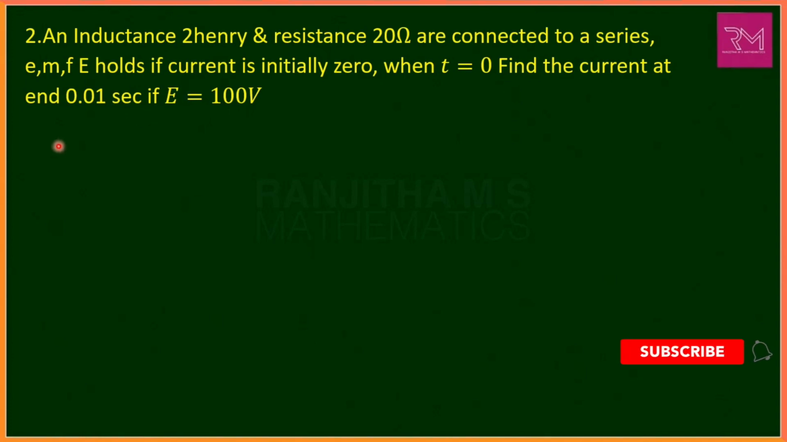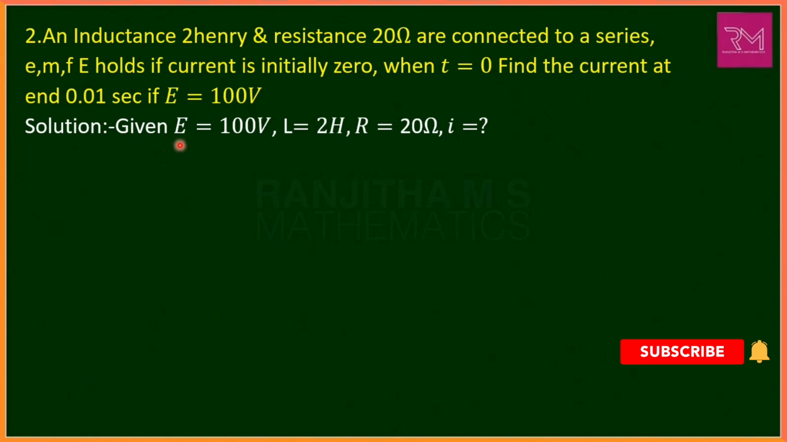So this is the problem. First take the given data. Here they have given electromotive force E as 100 volts, inductance is 2 Henry, that is L is equal to 2 Henry, and resistance is 20 ohm. Initially the current value is 0. We have to find the current value at the end of 0.01 second. They have given the t value as 0.01 second, so we have to find the current value for this time interval.